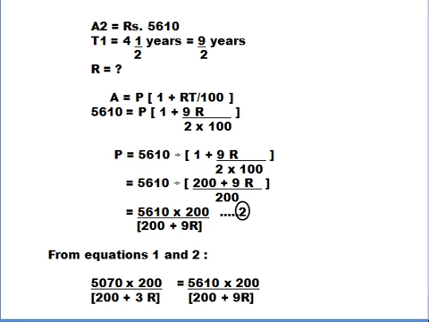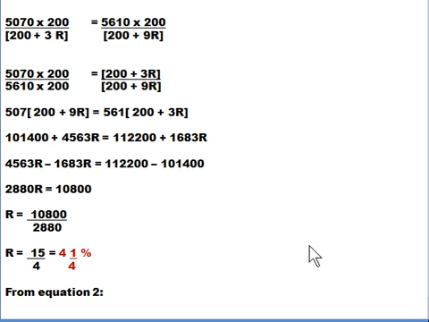Now if you see equation number 1 and equation number 2, the value of P remains the same. So I am going to equate these values. If the left side is same, the right side is also equal. So taking the right side from equation number 1, which will be equal to the right side of equation number 2, now we are going to solve this equation. On simplifying it further, you get the value of R equal to 15 upon 4, which is equal to 4 1 by 4%. So this is one of the answers that was required.